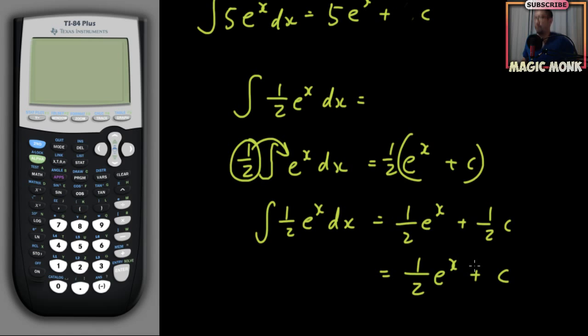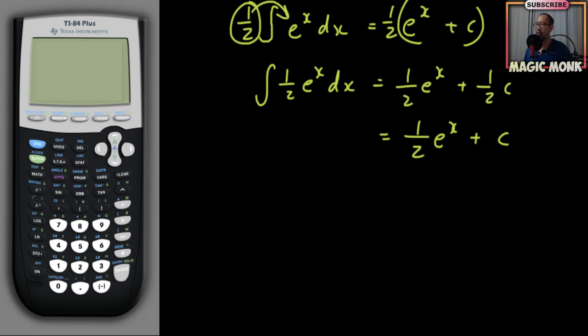Okay, now let's make it slightly harder then. Let's have something in the power. So let's do 5e to the 4x dx equals. Okay, so how do we do that?